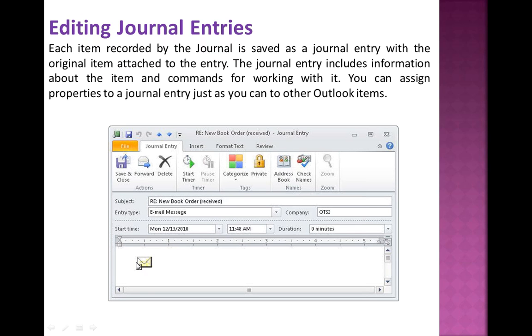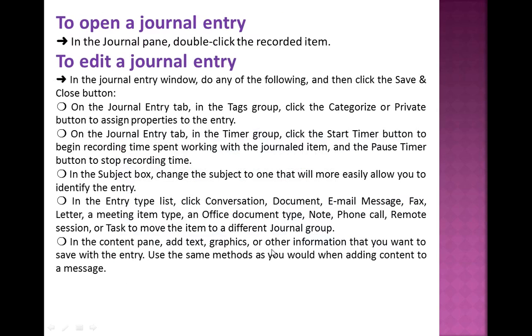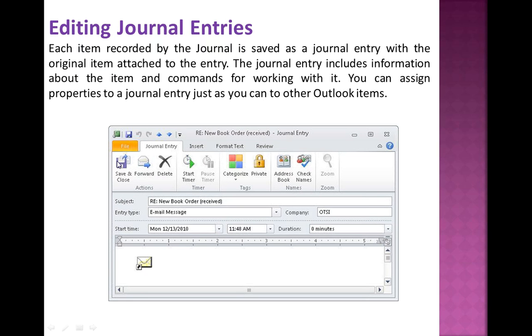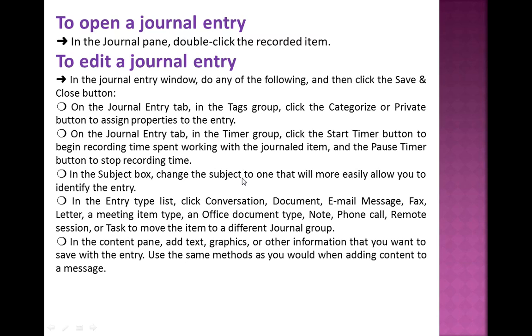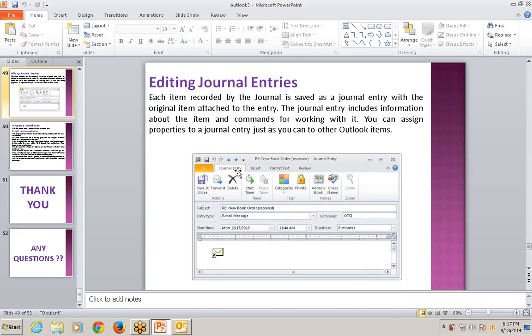Then there is a content pane. This is the content pane. You can write the entries in the content pane. Means whenever you want to edit, you can edit and then press on the save and close button. This is the save and close button. Now let's see in a practical way what is journal entries and how we can use the journal entries.